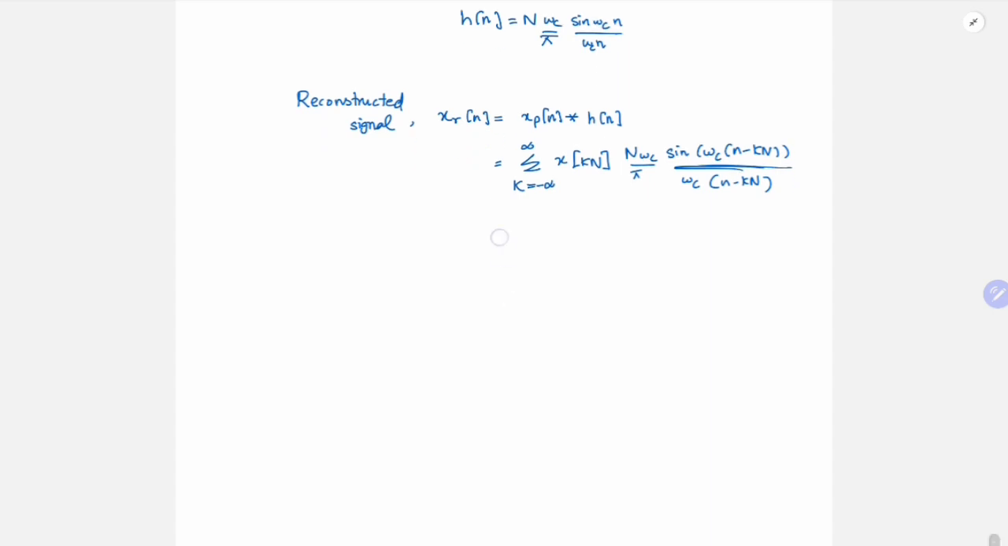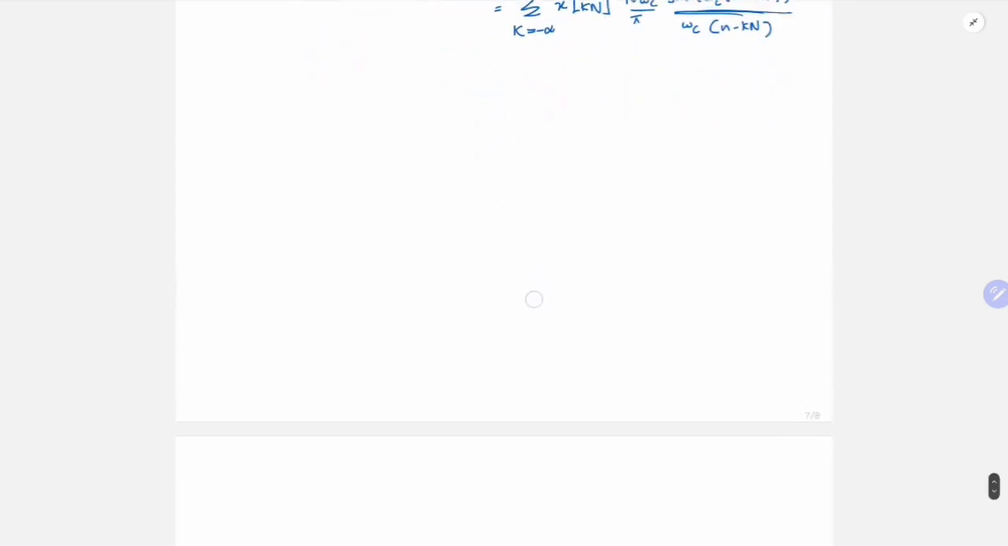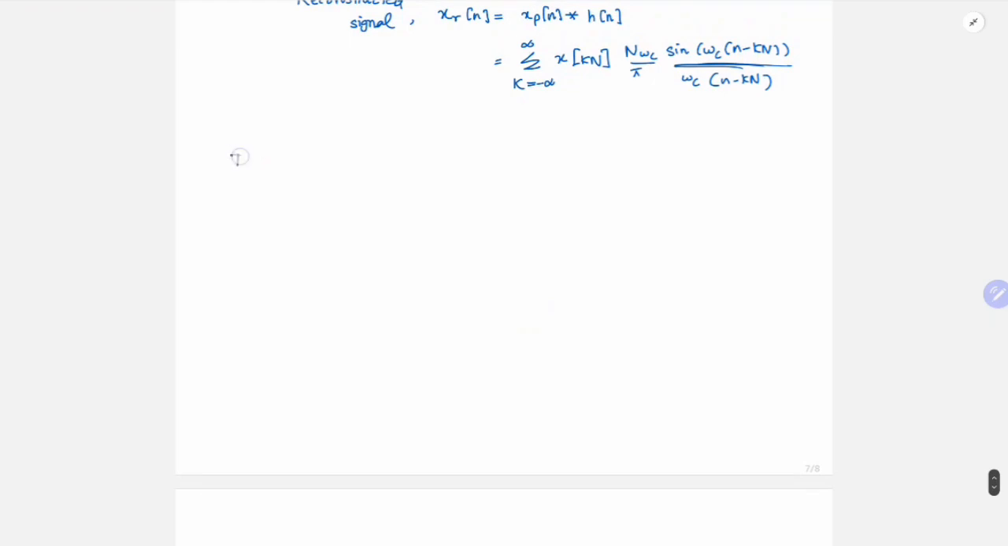So there are many applications of this. So we'll see two such applications called decimation and interpolation. So decimation, which is also called downsampling.